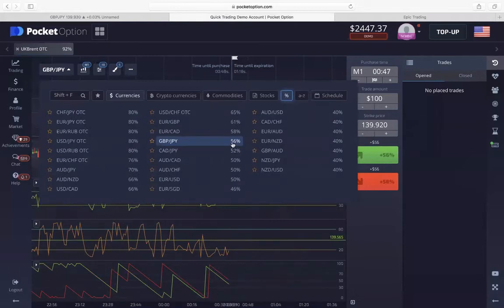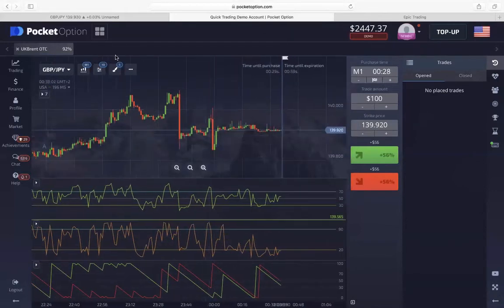And as you can see, it says 56% right now, but that's the return on the investment. This number is going to increase as the market opens. Right now it's 3:37 p.m. This market is not open. It's going to be open in about 12 hours, and this is going to go up to 92%.